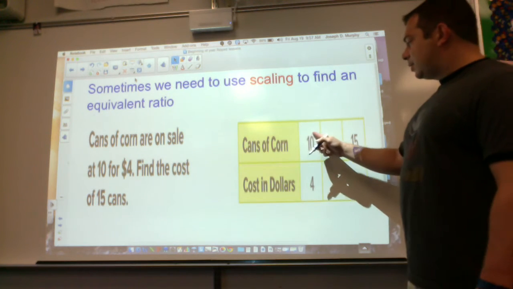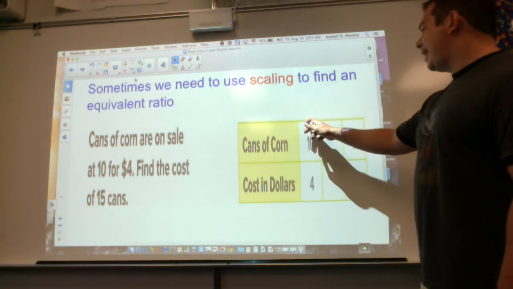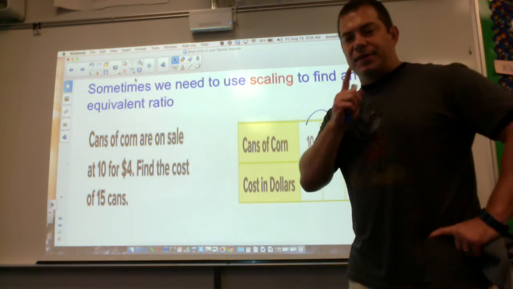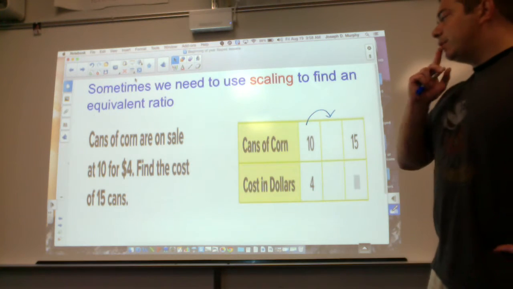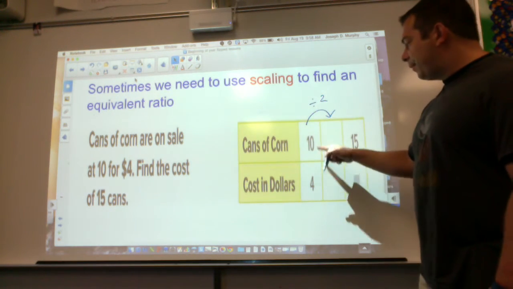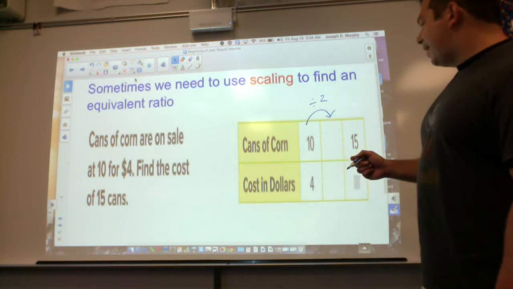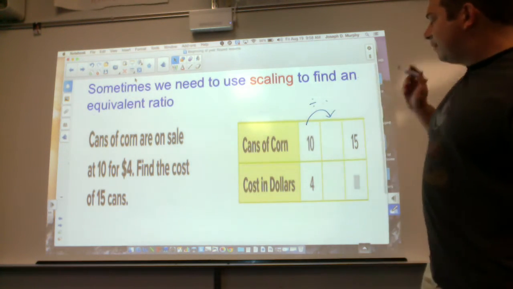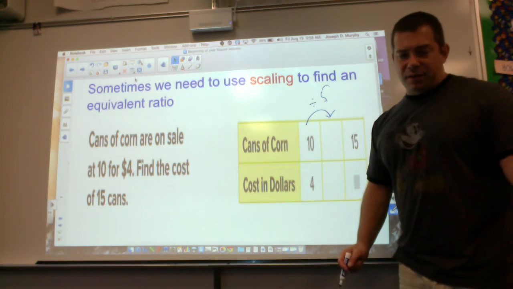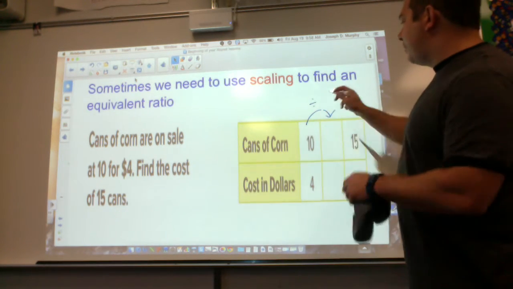Okay, so 10 cans of corn for $4. How can I make 10 become 15? There's a couple ways, but I think the simplest way would be to divide by 2 first. And as long as I could divide both of them by 2, I could use that. If I said divide by 5, I'd have to do 4 divided by 5, and that's kind of complicated for what we need to do. So I'm going to simply just divide it by 2.